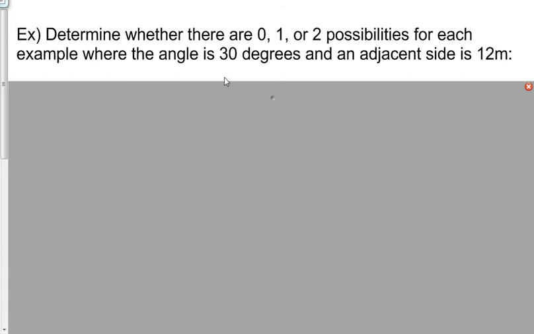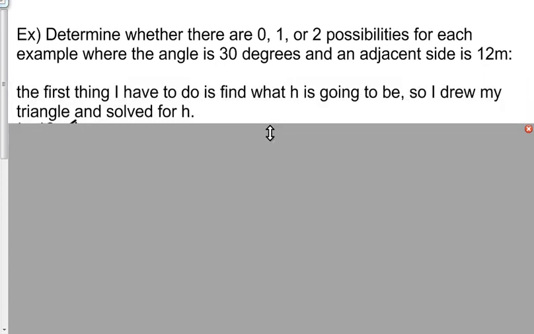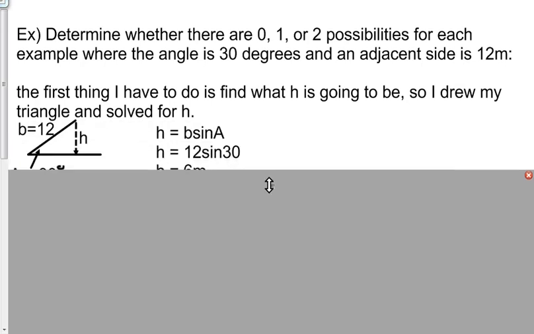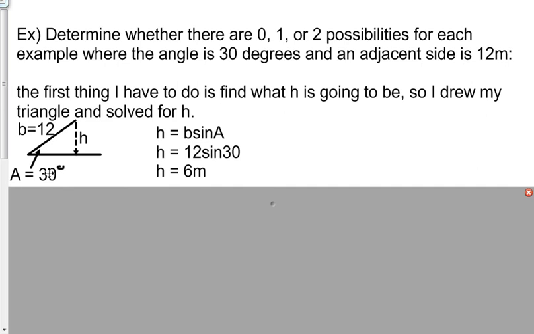Let's look at an example. Determine whether there are 0, 1, or 2 possibilities for each example where the angle is 30 degrees and an adjacent side is 12 meters. So the first thing I have to do is find what H is going to be so that I can compare it to A. So I drew my triangle and solved for H. Here's my triangle. I have angle A equal to 30 degrees, B equal to 12, and I need to solve for H. So H is equal to B sine A, H is equal to 12 sine of 30 degrees, H is equal to 6 meters.